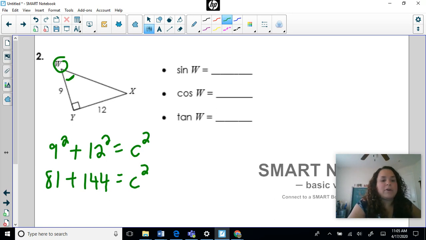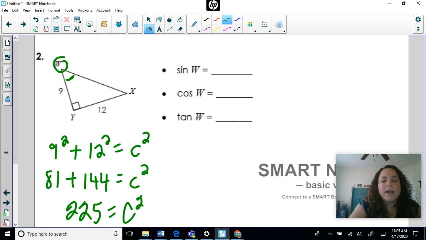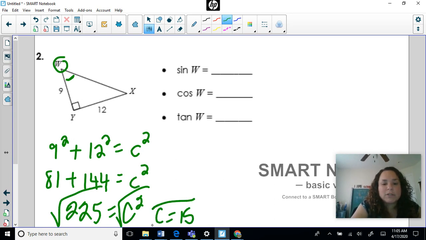Yep, 225. Okay, so c squared is equal to 225, and we have to isolate the c by getting rid of the square. So we take the square root of both sides, and when we take the square root of that, we get that c equals 15. So the hypotenuse has a value of 15, okay?